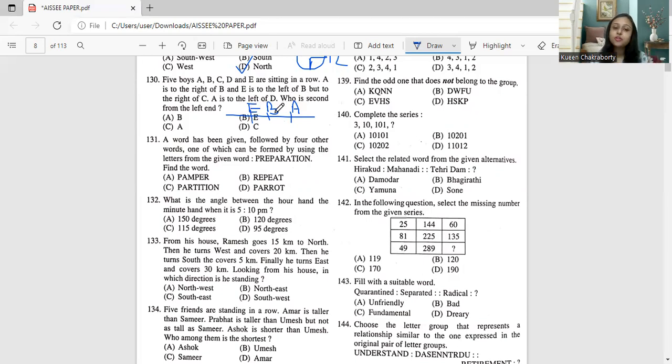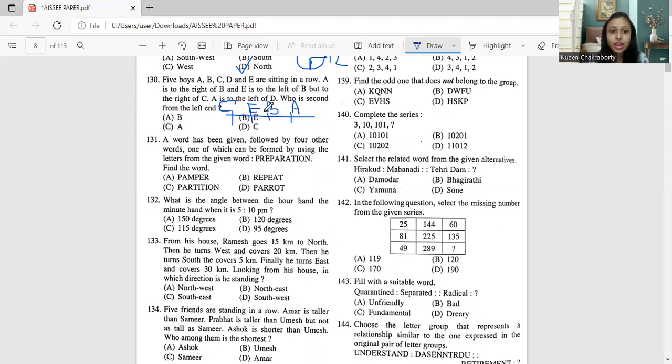That means B cannot be on the sides, right? Because someone is to the left and right of B. So B should be somewhere in the middle. So this we have marked as correct. Next, A is to the right of B and E is to the left of B, but to the right of C. But that means C's right is E, right? So C can be marked here.